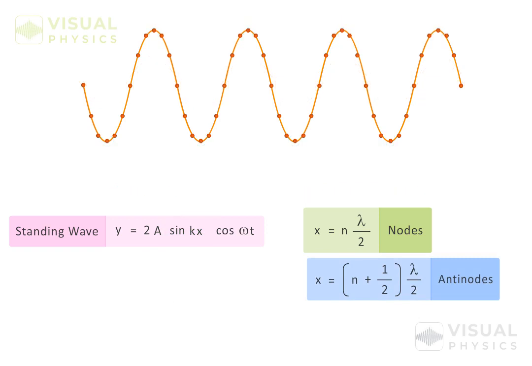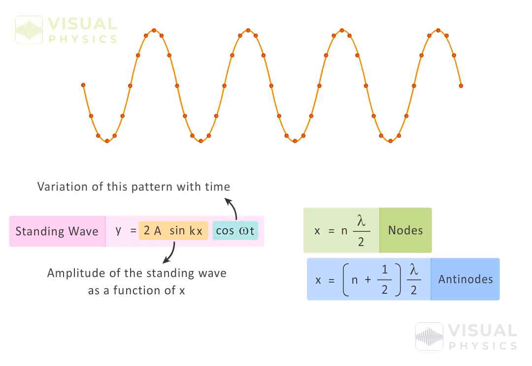Note that for any general value of x, this term represents the amplitude of oscillation of the particle located at a distance x. Therefore, this term gives the amplitude of the standing wave as a function of x, and this term represents the variation of this pattern with time.